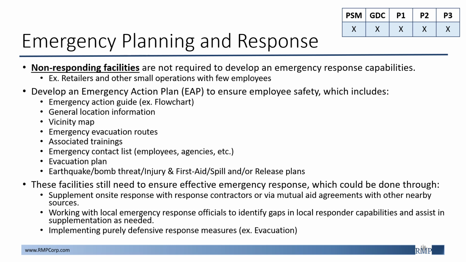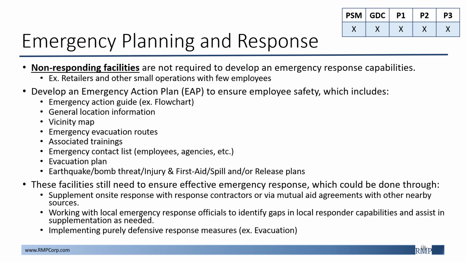These non-responding facilities are not required to develop emergency response capabilities. These, for example, could be retailers and other small operations with few employees. OSHA and EPA do not expect these facilities with only a few people on site to be able to handle a major release all on their own, so an emergency response plan is not necessary. Nevertheless, they still need to develop an emergency action plan, or EAP, to ensure employee safety.